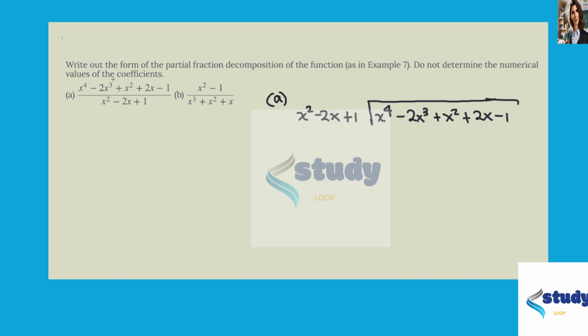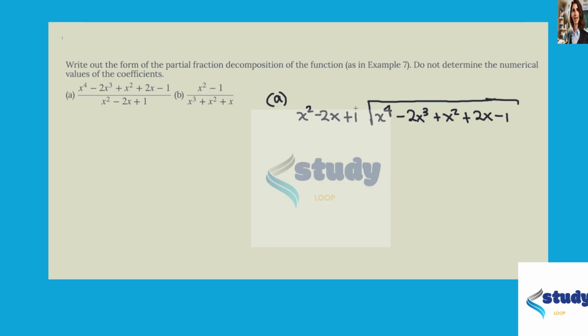Let's find the partial fraction decomposition for both of these functions, and there's no need to determine the numerical values of the coefficients. Looking at the first fraction, the first thing I noticed is that the numerator is a higher degree than the denominator. Anytime the numerator has degree equal to or larger than the denominator, the first thing we should always do is long division, or polynomial division, and that's what we have set up over here on the right.